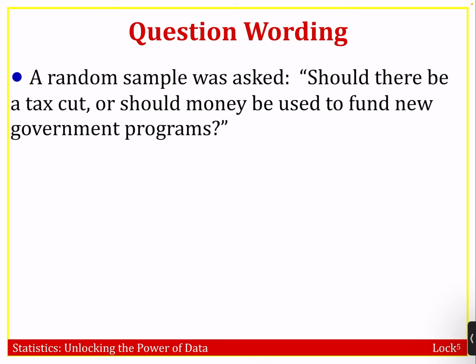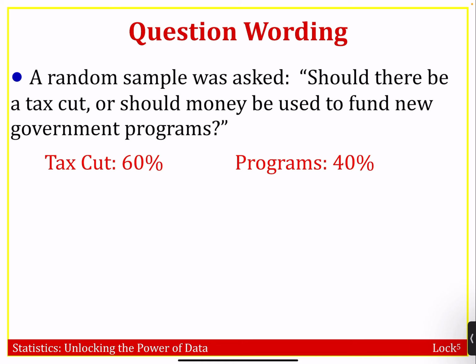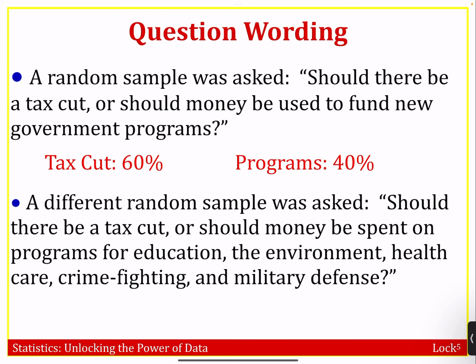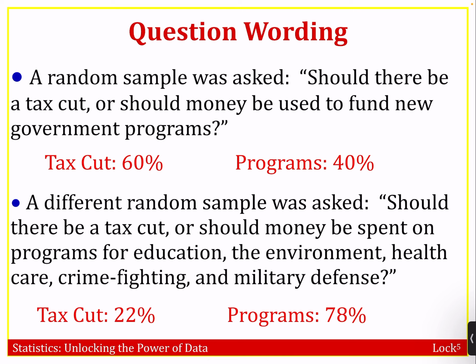A random sample was asked, should there be a tax cut, or should money be used to fund new government programs? 60% said we should have a tax cut. 40% said we should use the money to fund new programs. A different random sample was asked almost the same question. Should there be a tax cut, or should the money be spent on programs for education, the environment, healthcare, crime fighting, and military defense? This time, only 22% wanted the tax cut, and 78% wanted those programs.